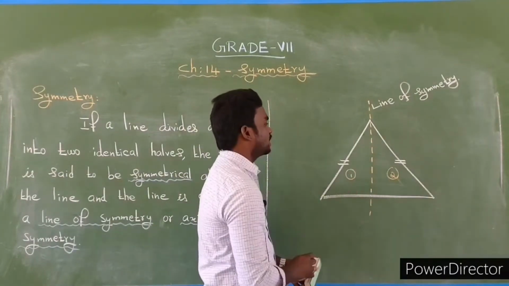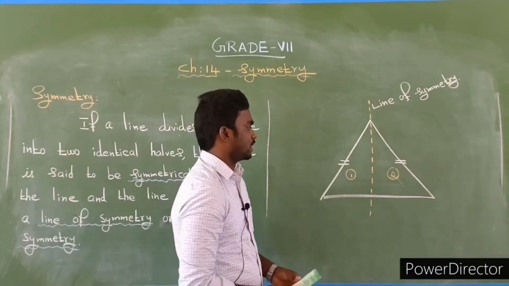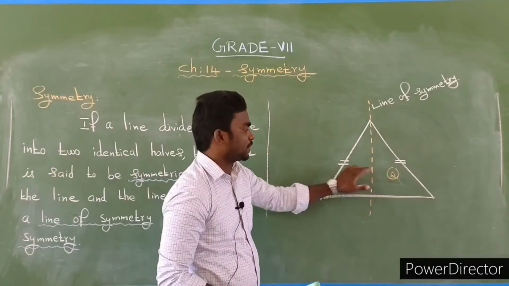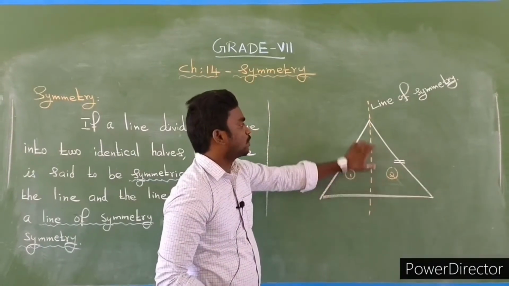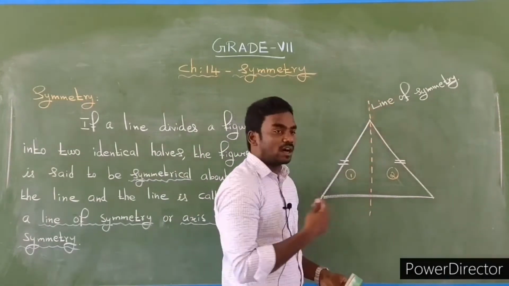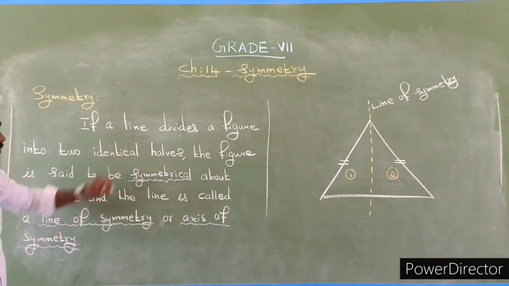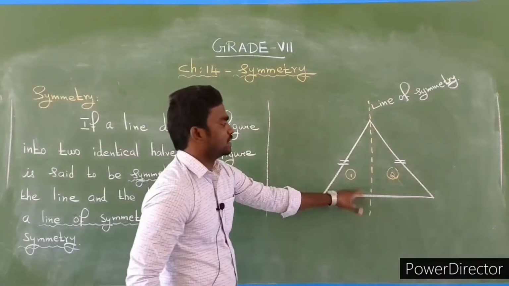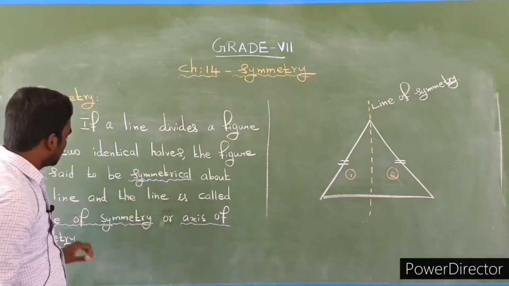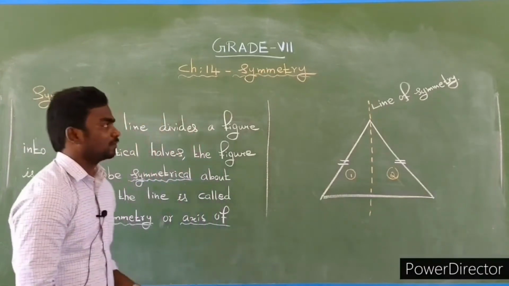Now the triangle is divided into two identical triangles, triangle 1 and triangle 2. So these two triangles are called what is that? Symmetry. These two triangles are symmetrical about this line segment. So this line segment is called what is that? Line of symmetry or axis of symmetry. If a line divides a figure into two identical halves about the line, the line is called the line of symmetry or axis of symmetry.